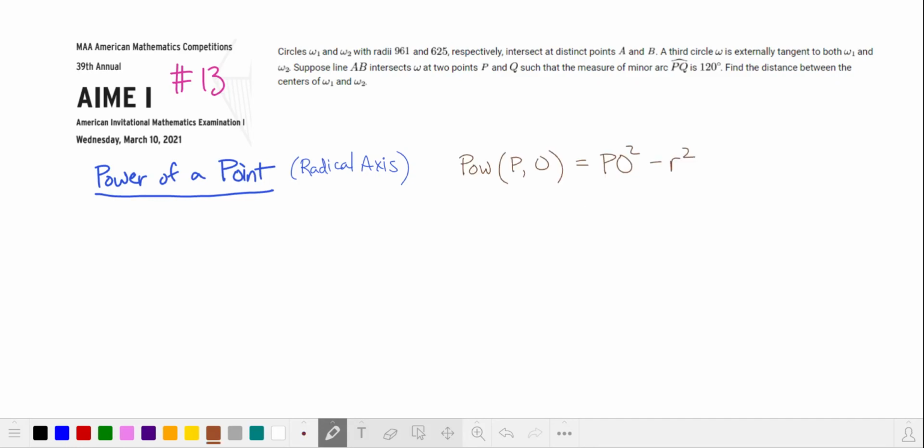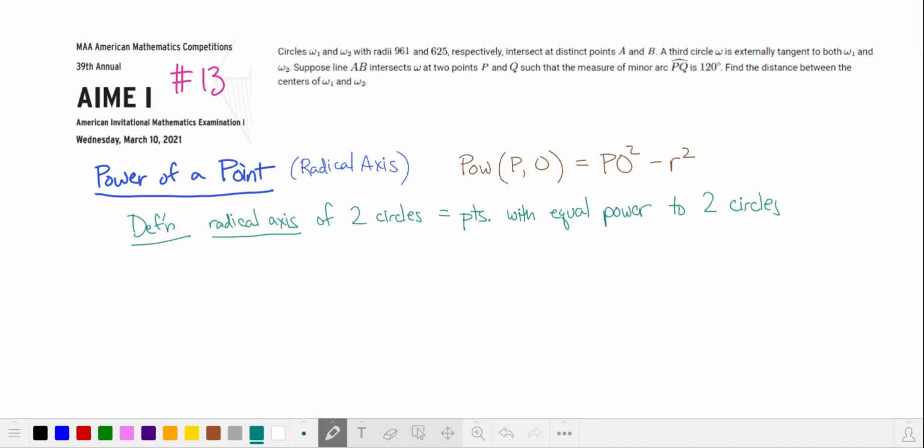We define the power of a point P with respect to a circle O as the square of the distance from P to the center of the circle minus the square of the radius. We define a radical axis of two circles to be the set of points that have equal power to those two circles.